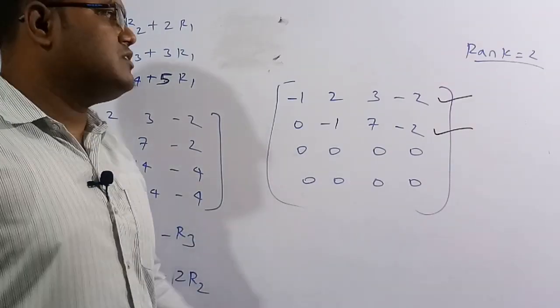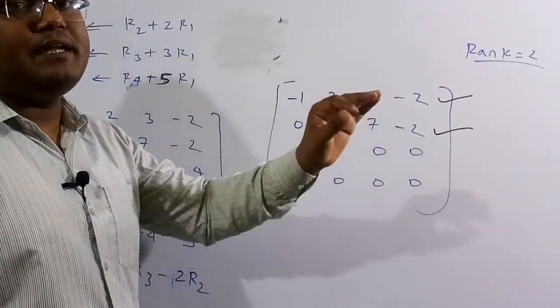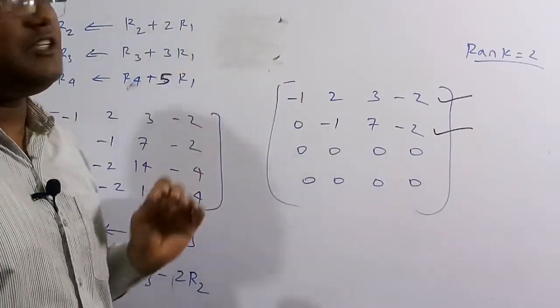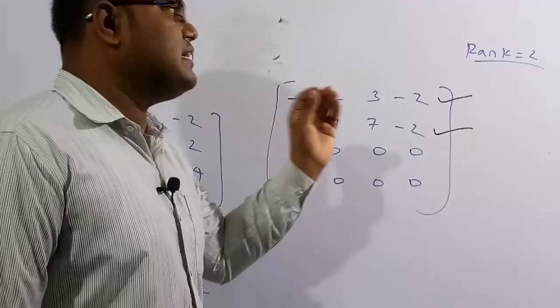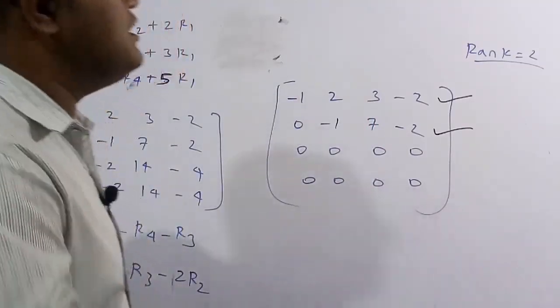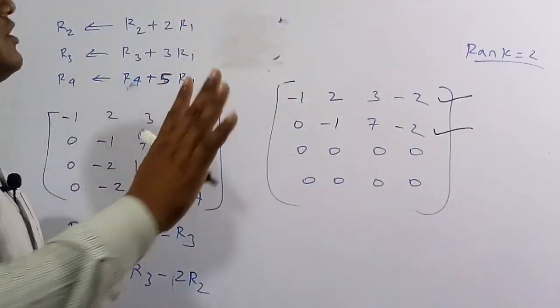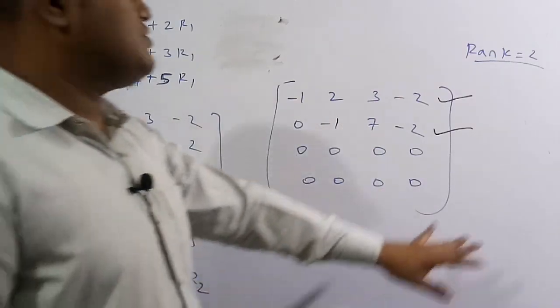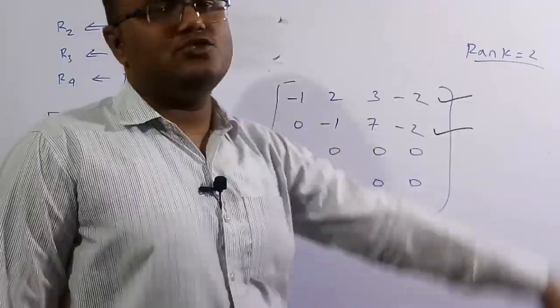So we can conclude that only two rows are really independent, and the remaining two rows are dependent upon these two rows in some linear fashion. So finally, the rank of this matrix is 2, meaning only two linearly independent rows or columns are present. That is the solution of this question. Only two non-zero rows, therefore the rank is equal to 2.